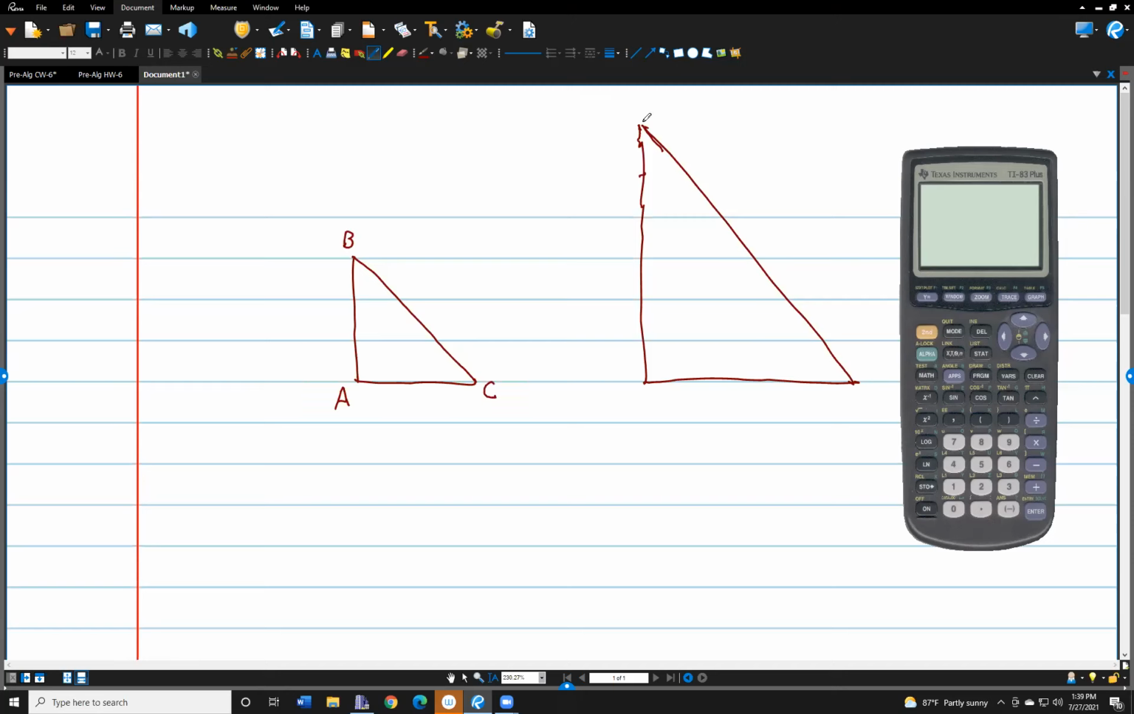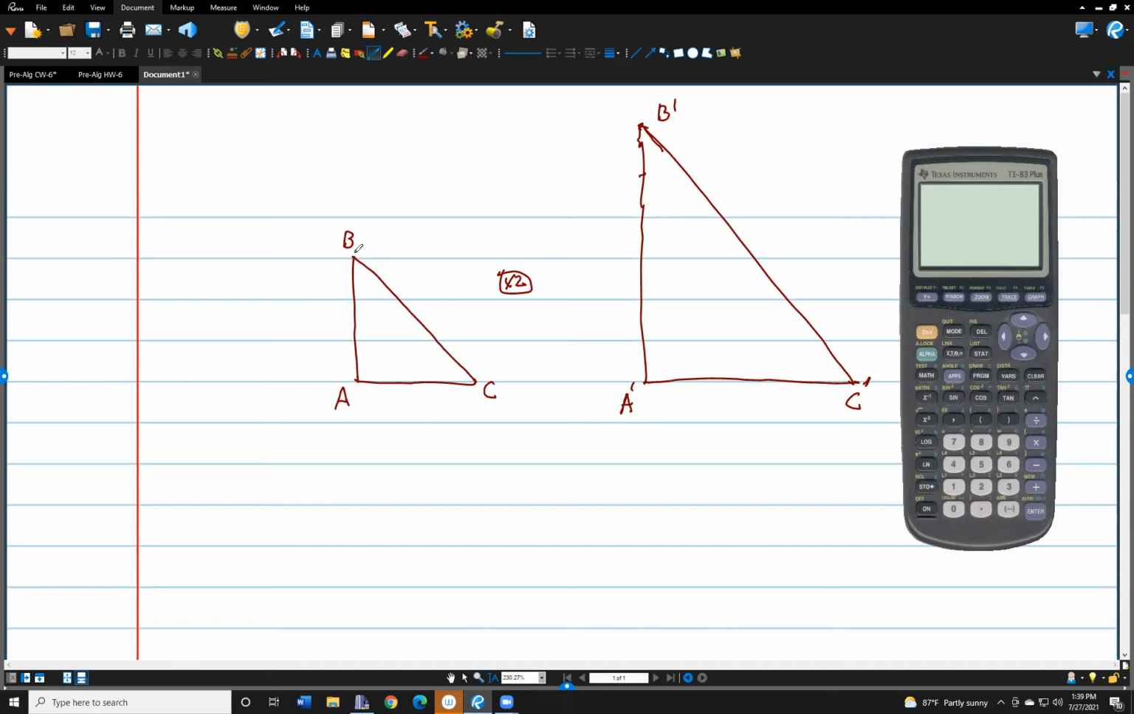The image after dilation, after being increased by 2 times, is over here. This is B prime, this is A prime, this is C prime. Now, can you find the center? Yes, can you find the center?